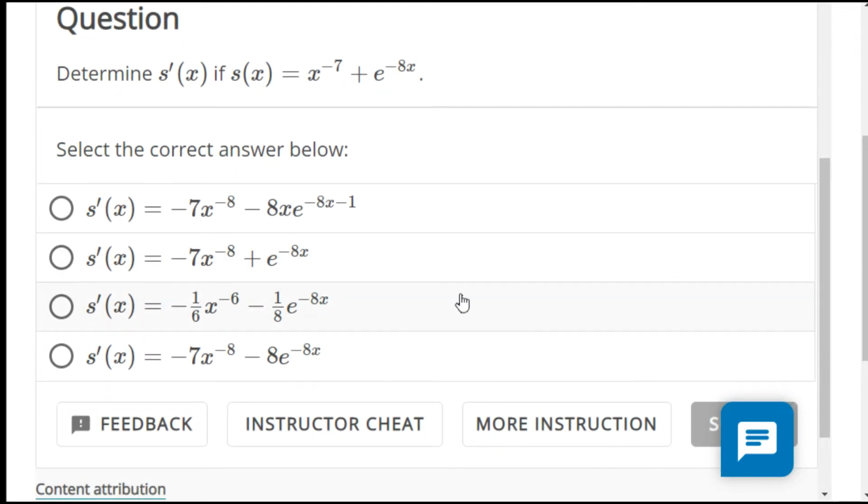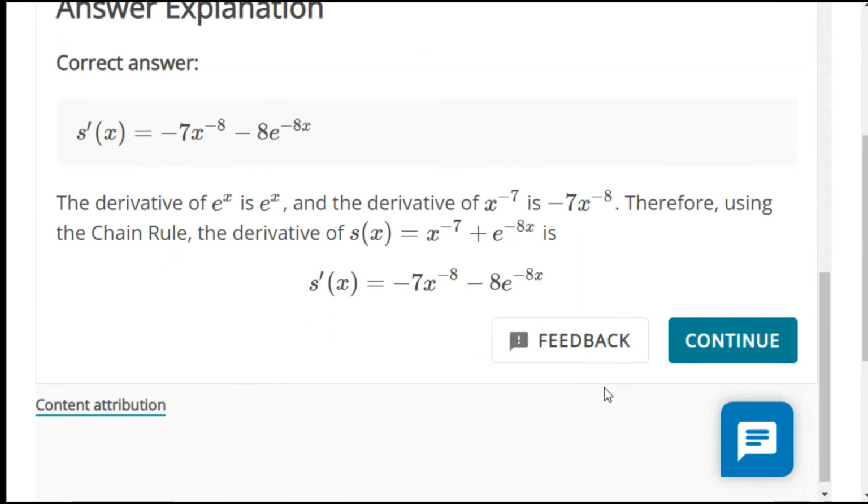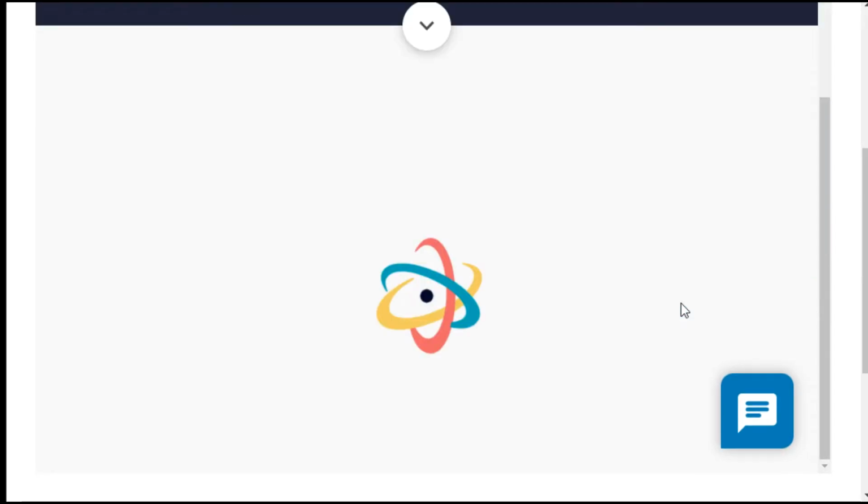This one we ought to be able to see straight away. The x to the minus 7 differentiates like the minus 7 comes down, and then it's times x to the minus 8. And then the exponential function, that's almost second nature by now.